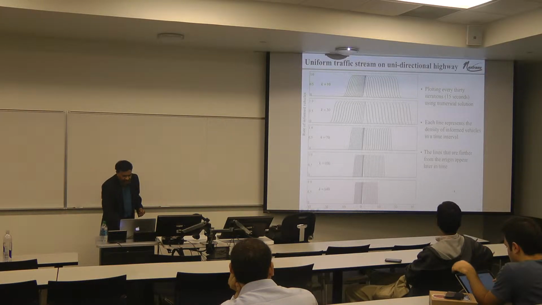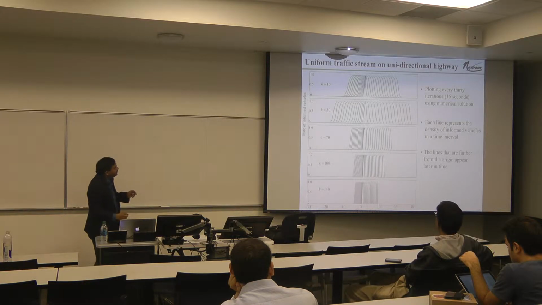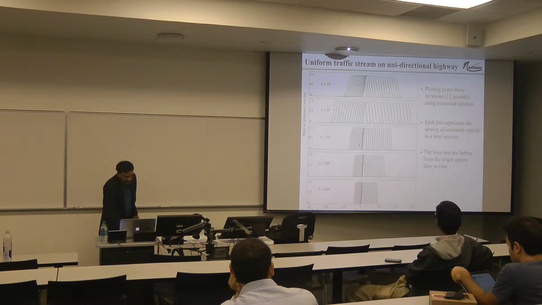So what happens in terms of the uniform traffic stream? This is illustrating at different densities. As you can see, as density initially increases, things get better, then it gets worse because of interference. I mentioned that. And this is simply illustrating how the wave propagates.